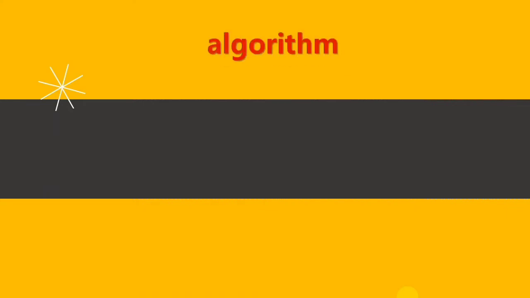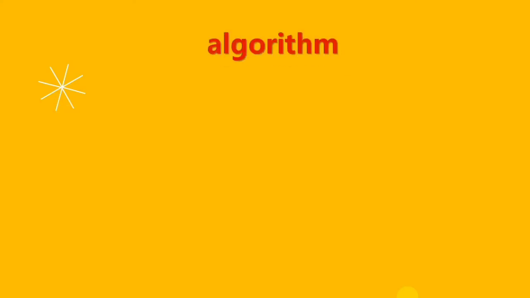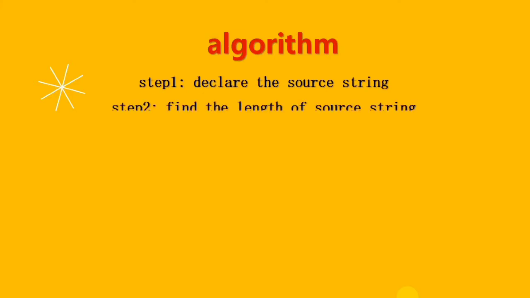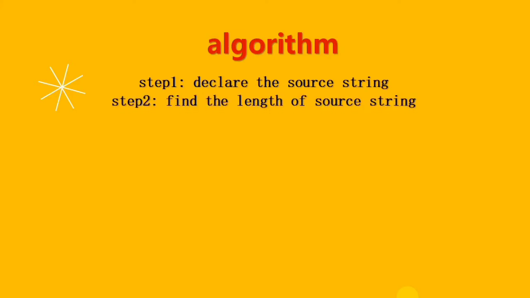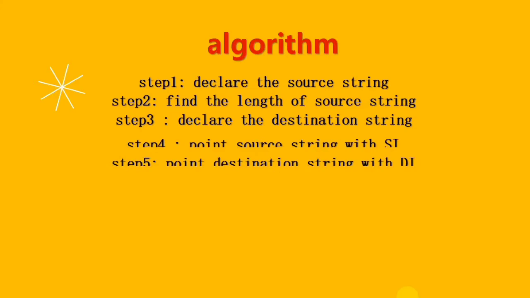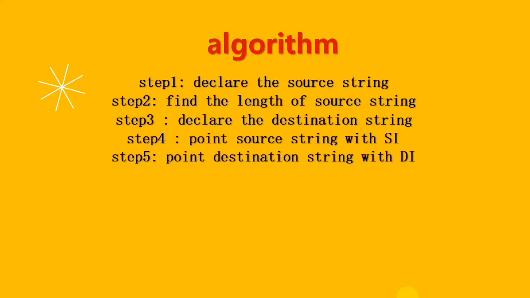The logic for this program, or the algorithm for this program, is: Step 1, declare the source string. Step 2, find the length of the source string. Step 3, declare the destination string. Step 4, point source string with SI, point destination string with DI. Then add len-2 to SI.